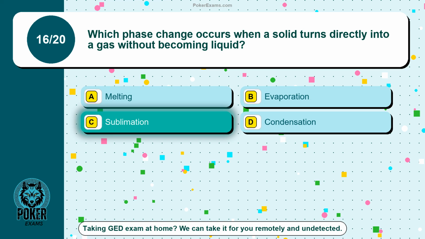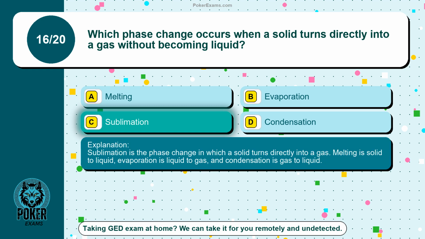The correct answer is option C. Sublimation. Sublimation is the phase change in which a solid turns directly into a gas. Melting is solid to liquid, evaporation is liquid to gas, and condensation is gas to liquid.